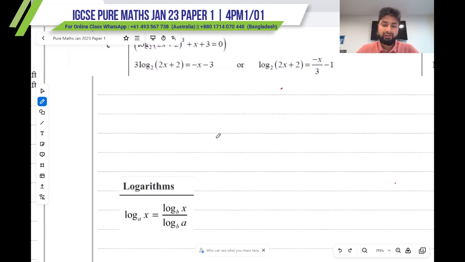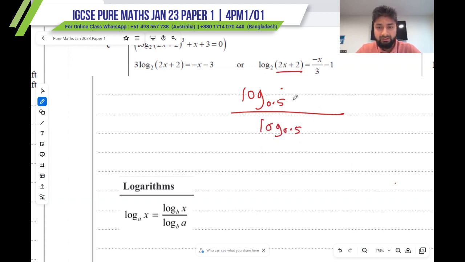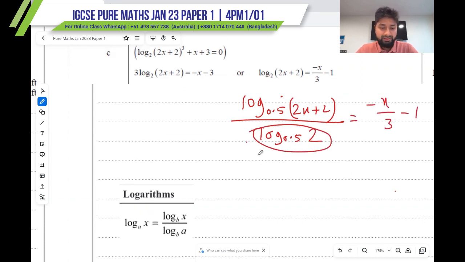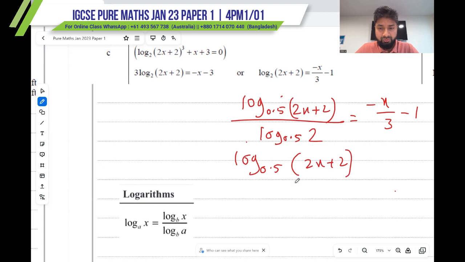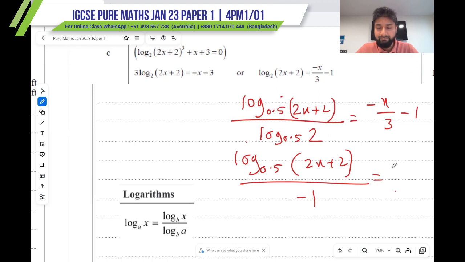So we have to use that formula over here, as we are not satisfied with this 2 because we need 0.5. We will introduce that 0.5 like this, and then we write all of it on the numerator, and this 2 on the denominator, equals -x/3 - 1. In the next line, we can write log base 0.5 of (2x + 2) divided by -1. When you use a calculator, you get -1, equals -x/3 - 1.